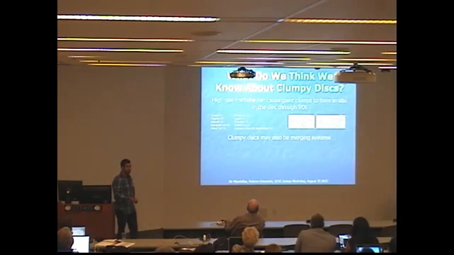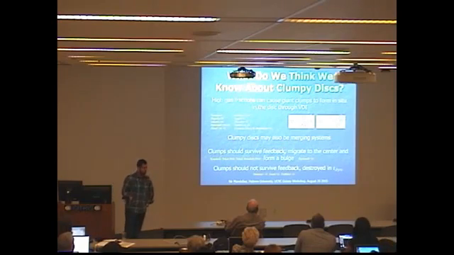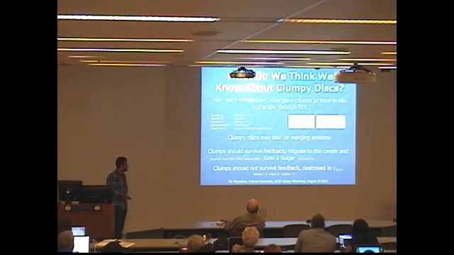However, we also think that clumpy disks might be merging systems. Well, we're not sure about that. We think that clumps should survive stellar feedback and live long enough to migrate toward the center, contribute to the growth of a bulge. We also think that clumps should disrupt and not survive feedback. So we think we know a lot of confusing things.